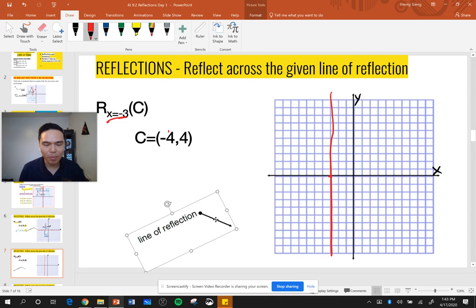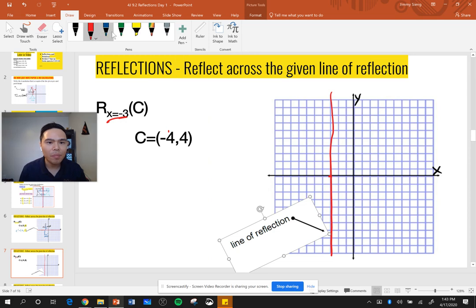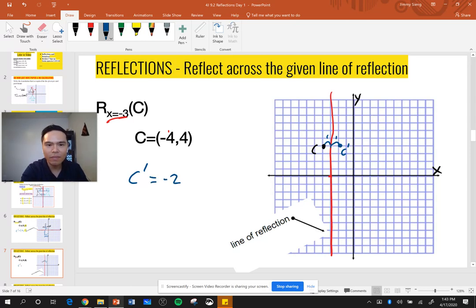But I'm going to do now for the point, see if I can move this up. Okay, I'm going to do it for the point at -4, 4. So -4, 4 is 1, 2, 3, 4 right there. So that's where C is. And notice how, again, the reflection is how far away you are from the reflection line, which is +1 horizontally. So I know that C prime will be right there. So C prime, the image, will be -2, comma 4. Okay, so that's my answer there.